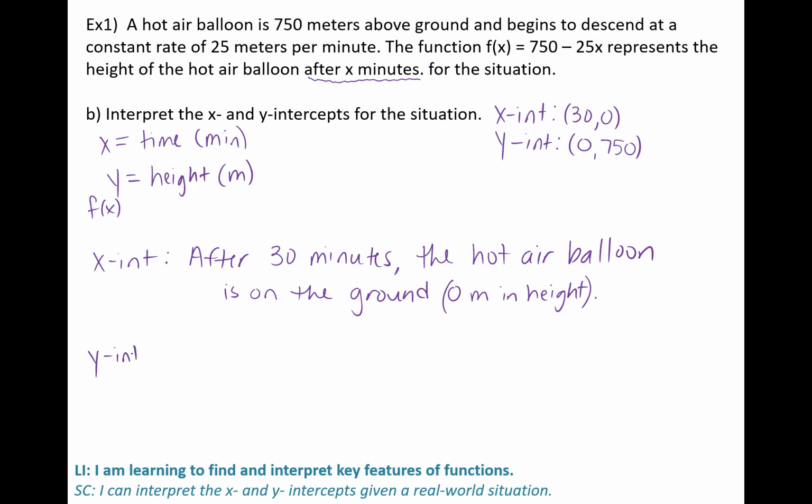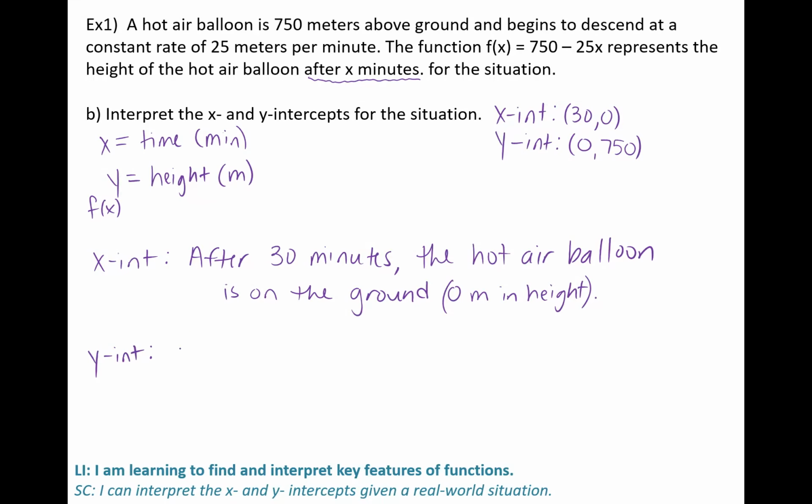Then we have the y-intercept. I'm going to look at my y-intercept of 0, 750. In this case, the 0 in the x spot represents time. When we see 0 as a time, that means it's 0 minutes, or we haven't started counting the time yet. So it's what we would say is at the beginning. If I go back and read my problem, it says a hot air balloon is 750 meters above ground and begins to descend.